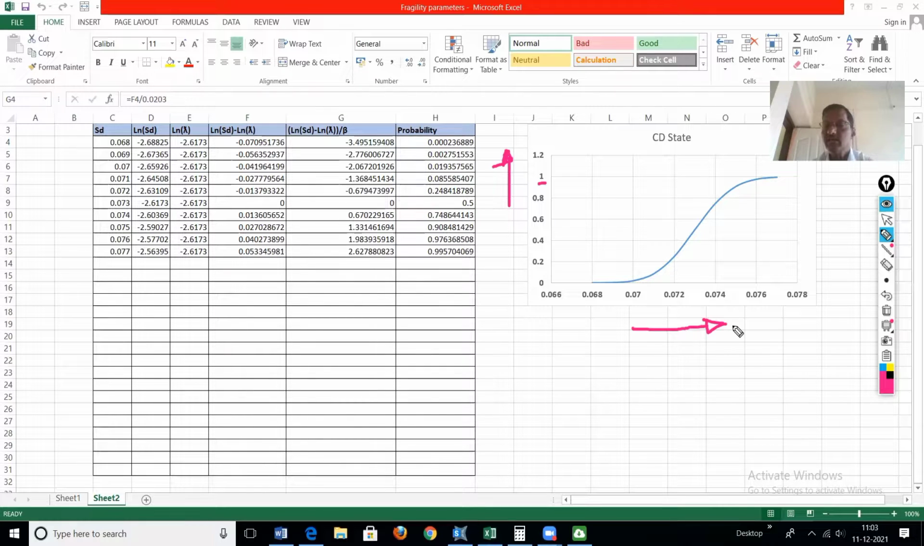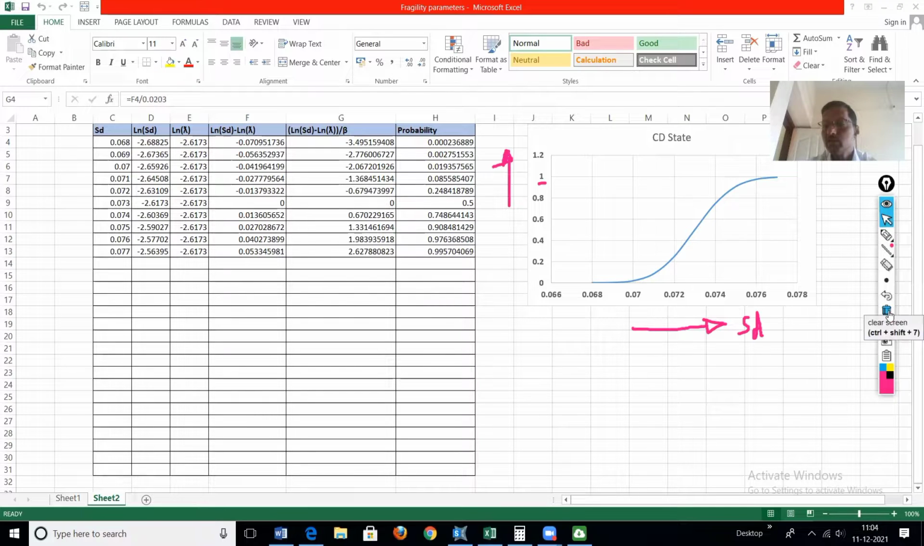Now, there is the selection of the seismic parameter. It is one topic, and you will find many research papers on which particular seismic parameter is appropriate. In this tutorial we will take SD, spectral displacement, as the seismic parameter on the x-axis, and the y-axis is the probability. So this is about the fragility curve. Now we will calculate the median value. First of all, we'll estimate the median value from the pushover analysis.